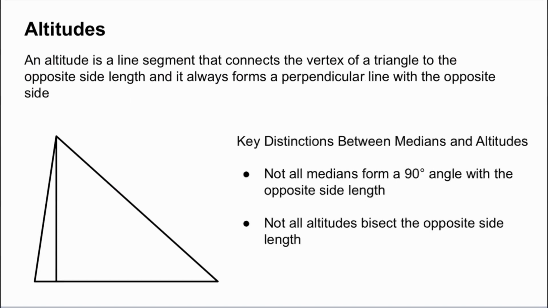So there are some key distinctions between the median and the altitude. Not all medians will form this 90-degree angle with the opposite side length, and not all altitudes will bisect the opposite side length. In this diagram, this side is very clearly smaller than this side right here. But there are line segments that do fall into both a median and an altitude, and we call those perpendicular bisectors.